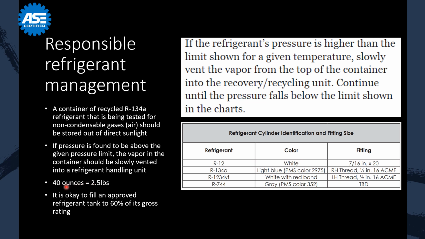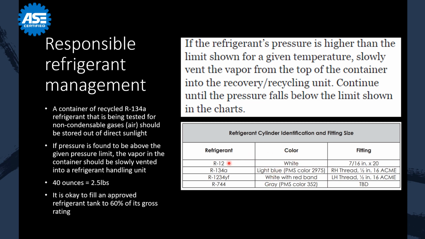Now, just like it talked about things you should never do, it also talked about approved ways of storing refrigerant, making sure that it's not above 60% of its gross rating. So there's a lot of information about storing refrigerant, and a lot of information about identifying refrigerant, right? This is another important thing that you're going to see on the test. They might ask you, what is R12? What type of container is it in? Is it in a white container? Is it a light blue container? Is it in a gray container?